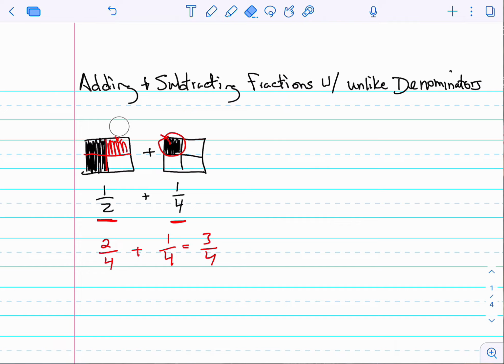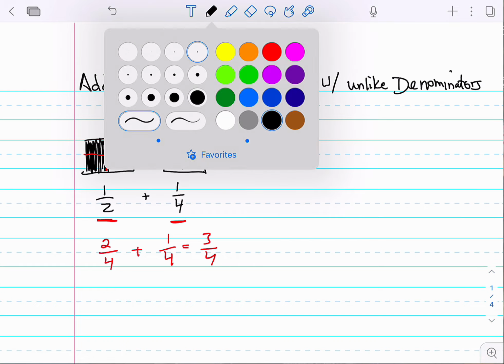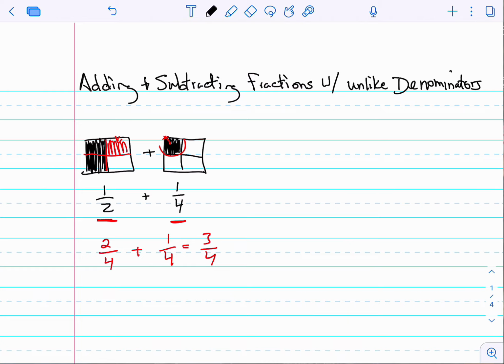So all we're doing when we're making equivalent fractions is we're adjusting the size, if we're looking at a visual, of the number of possible spaces to make up a whole, and then we're able to add the pieces together because they are a common size.